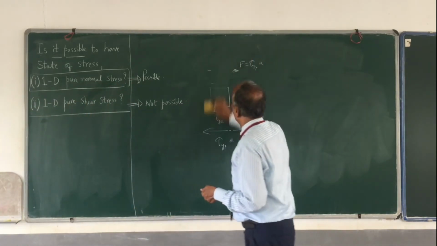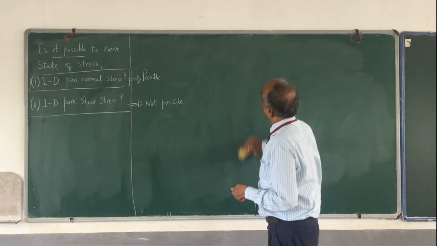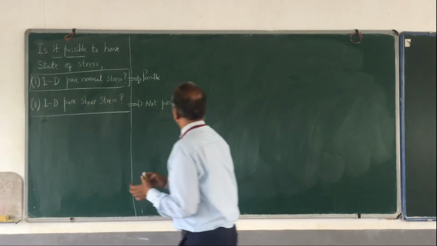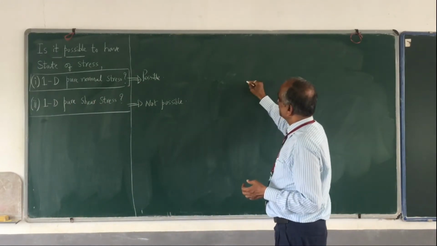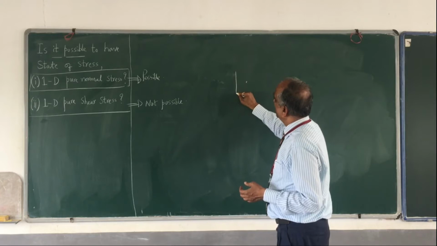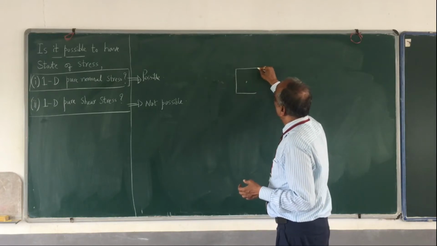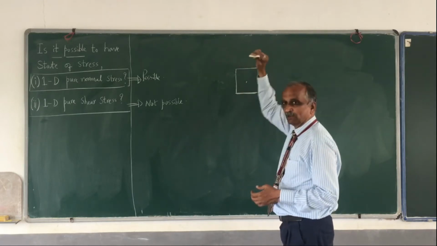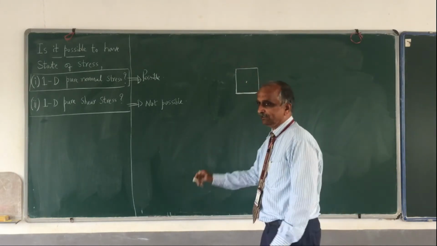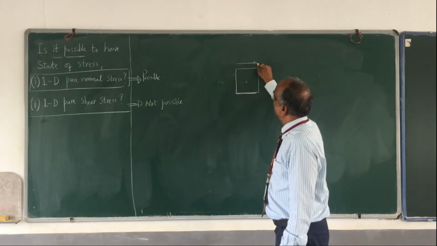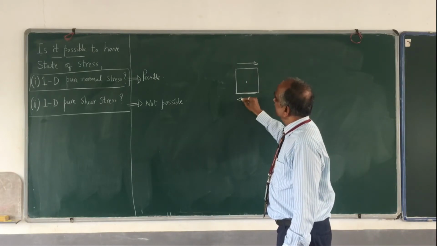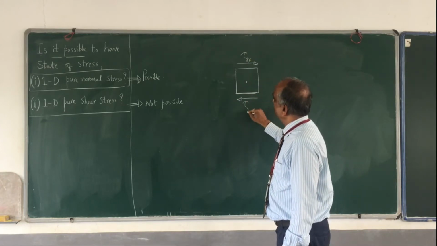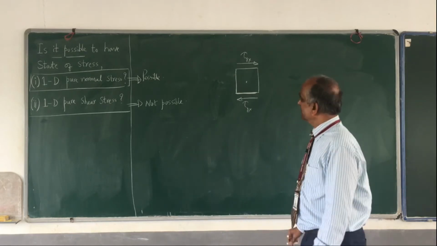So what is the meaning then? How can this become possible in an equilibrium state? So now, okay, let me start again. I have an element. So what are the sides? This side is equal to this side and perpendicular also. I am talking again one dimensional, and I have one stress. So this is tau y x. This also is tau y x.